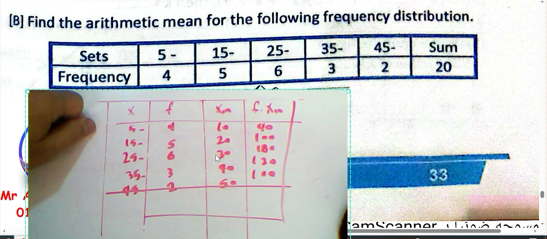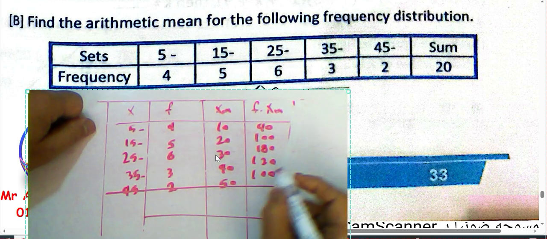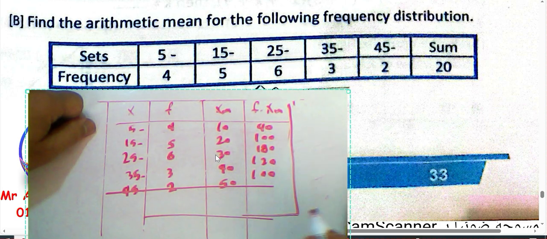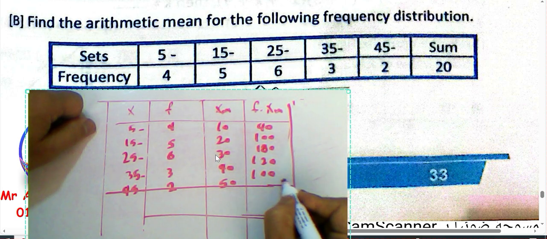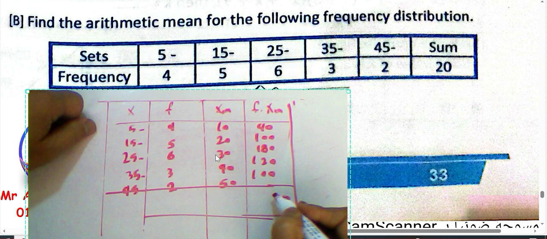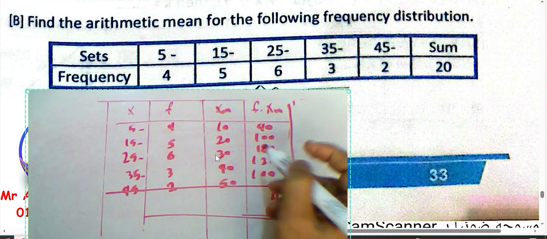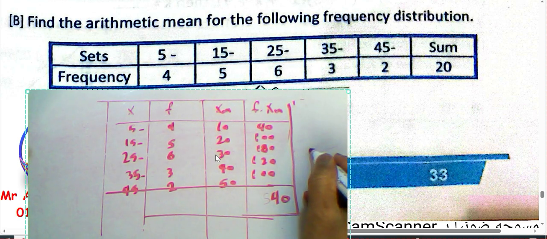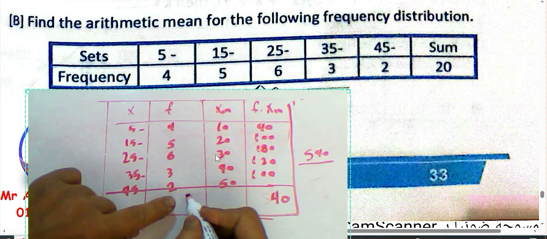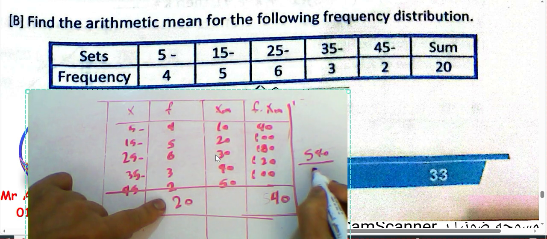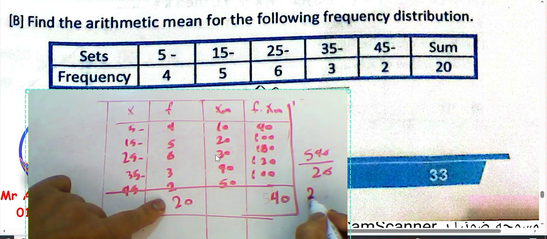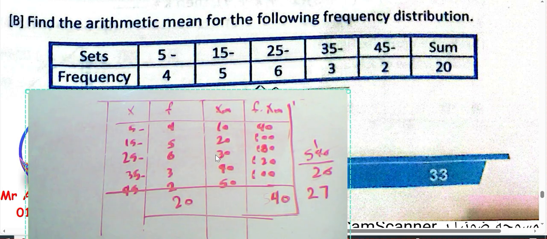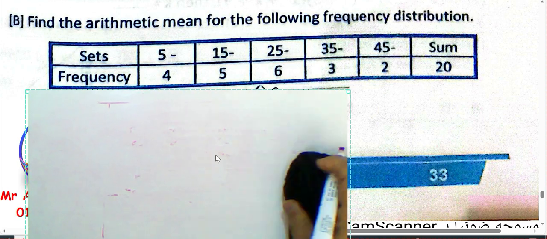We can collect them together to find the answer. Write 0, and 8 plus 4 is 12, plus 2 is 14, write 4 and carry 1, 1 plus 1 is 2, 2 plus 1 is 3, 3 plus 1 is 4, 4 plus 1 is 5, so 540. We divide it by the sum of all frequencies, 20. Cancel: 54 divided by 2 equals 27. The arithmetic mean will be 27.